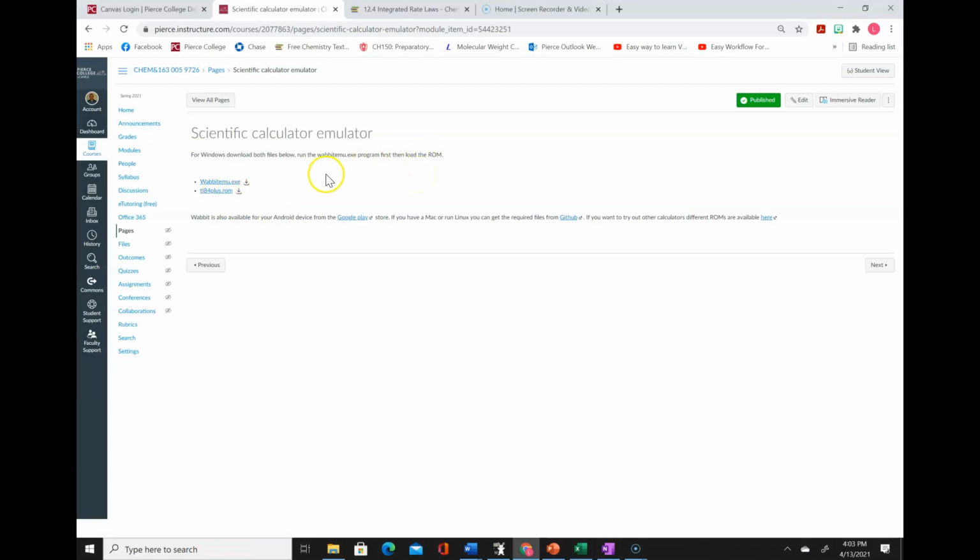Now, this is for PC that I put here. If you want to get it for your Android device, you can get that through the Google Play Store. Again, you'll need to get a ROM, and you can get the ROMs from this final link here. Apparently you can also run this on Mac or Linux. I haven't tried this, but I got information from the Wabbit website that said that those files are available on GitHub if you want to get them. So if you have trouble with that, just let me know and I can show you how to set it all up. It's really, really easy.